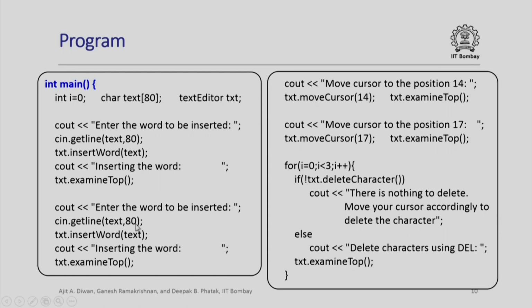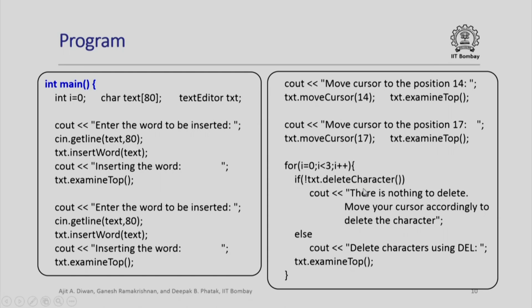Again I get another word, and I insert that word also using the same thing. Now let us say I move the cursor to position 14, text dot move cursor 14 will move the cursor to that position. If I want to move the cursor to position 17, text dot move cursor 17 will move it. Please note that I am using my function examine top after everything to actually get a printout of whether my operations are correctly being performed or not.